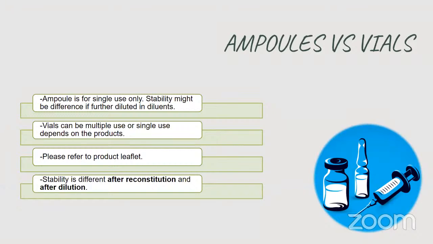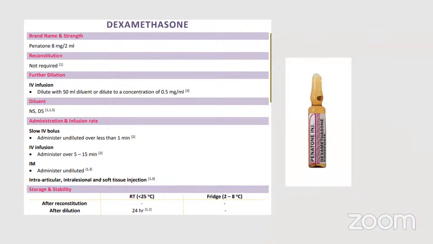I'm going to show a few examples. So let's see here, dexamethasone. After reconstitution, it has to be used immediately. Oh no, this is an ampoule, so it does not need to be reconstituted. As an ampoule, as I said, if it's not further diluted, it has to be used immediately. However, after dilution, which is written here, dilute with 50 ml of normal saline or D5, it can last up to 24 hours.